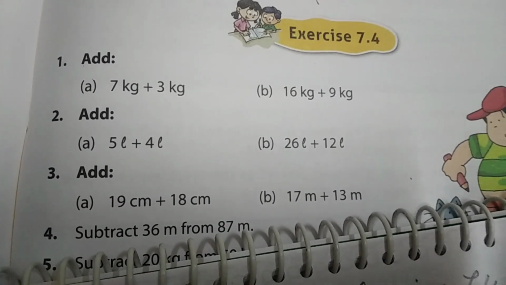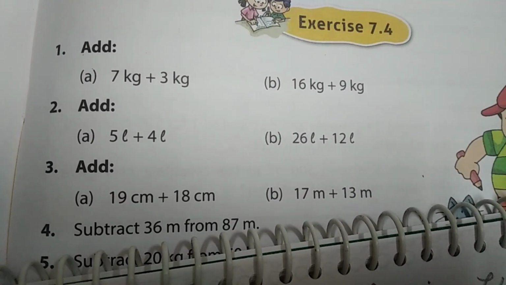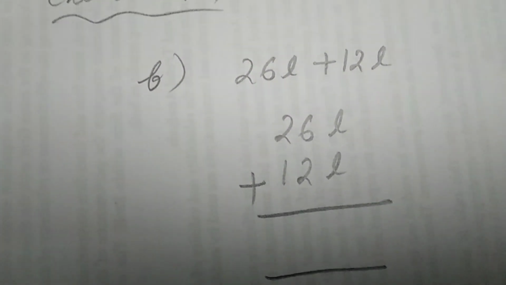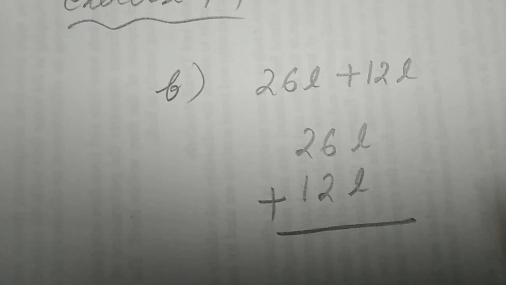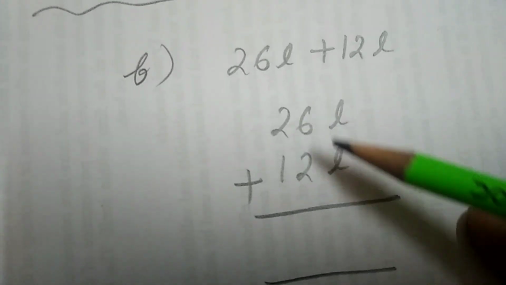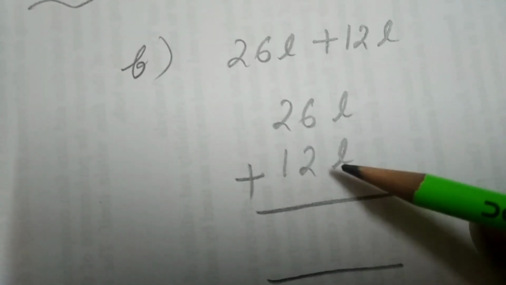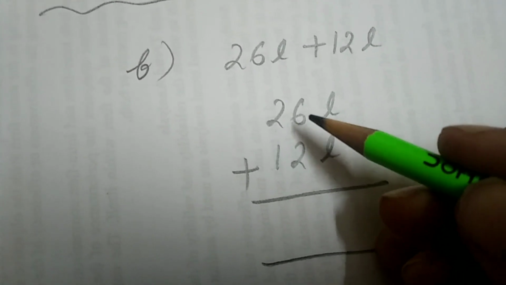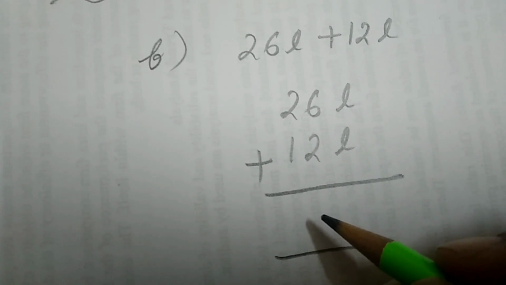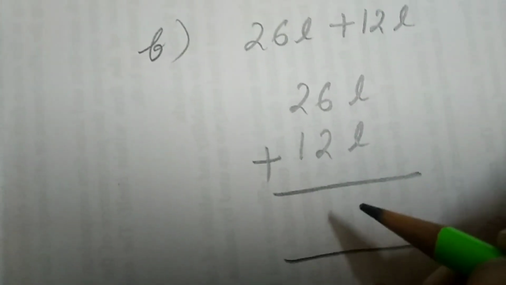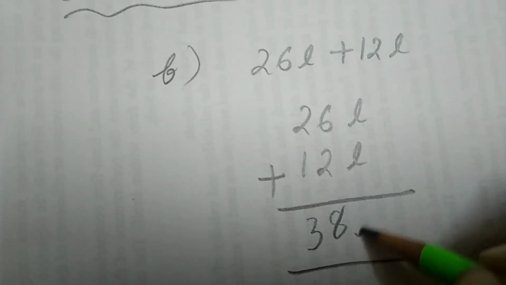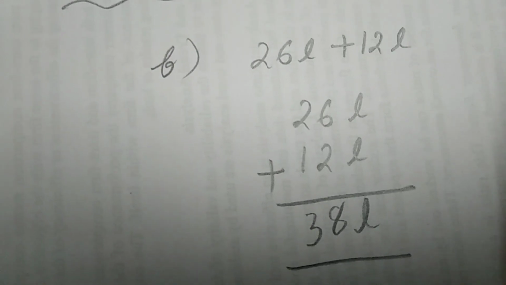So 2b, I'll solve 2b, that is 26 liters plus 12 liters. Here you can see the b bit, this is the addition of capacity. If the unit is there, you have to write it. When you are writing in the column, you also have to put L for liter, right? So first add 6 plus 2. Yes, normal addition, how you are doing, do it like that only. 6 plus 2, 7, 8, right? 8, 2 plus 1, 3. But you have to write liter after 38.